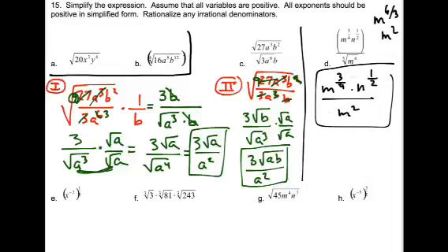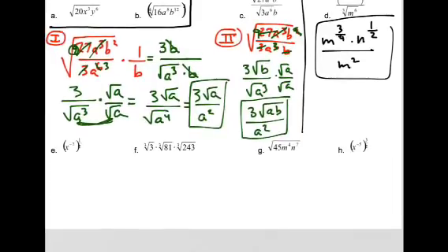Okay. For letter E, move it up a little bit. When it's power to power, you multiply. So negative 2 times 1/2 is negative 1. So this would be x to the negative 1, which is 1 over x.